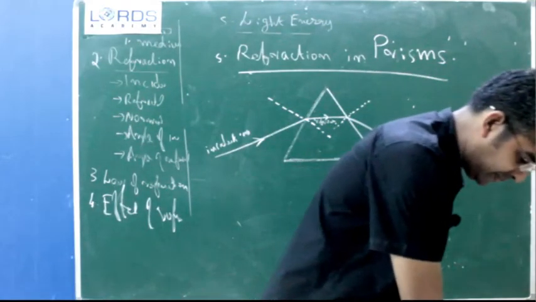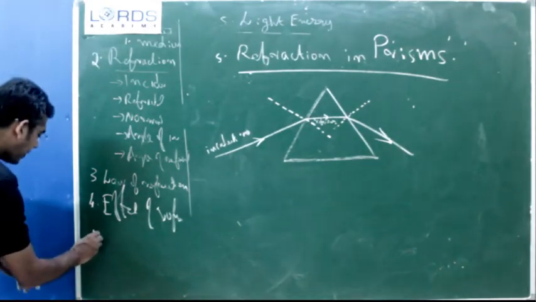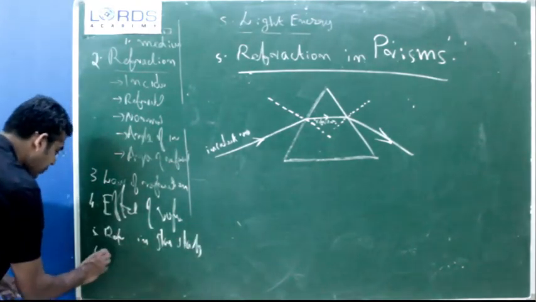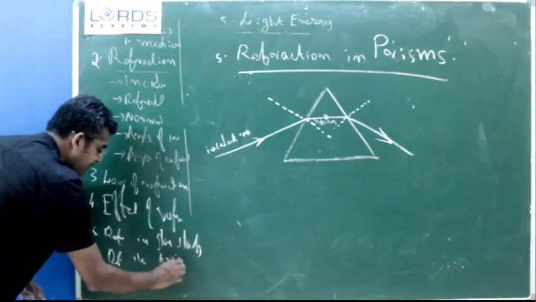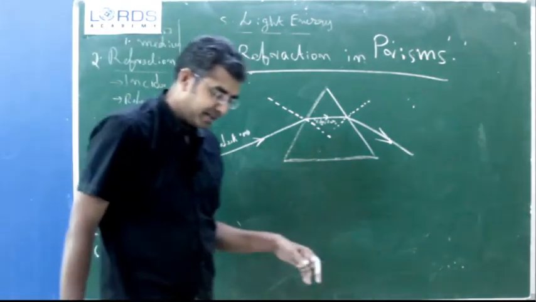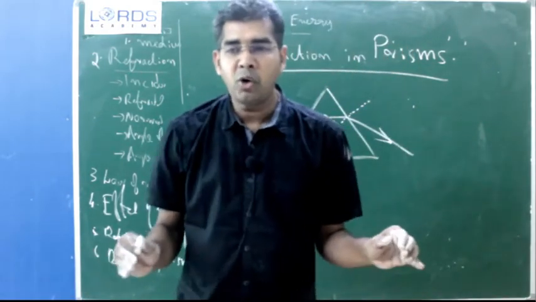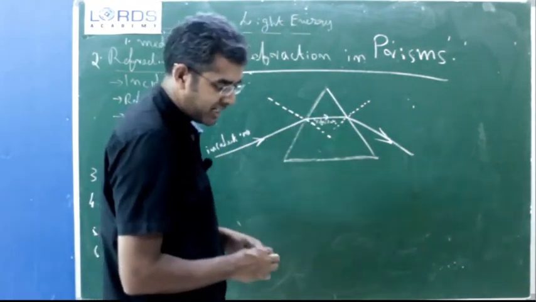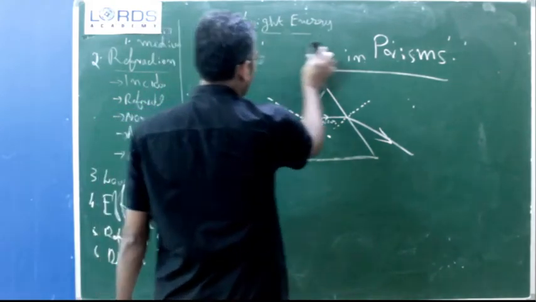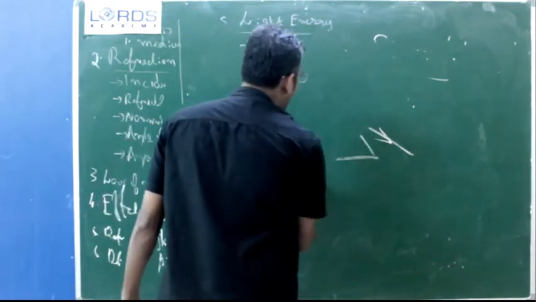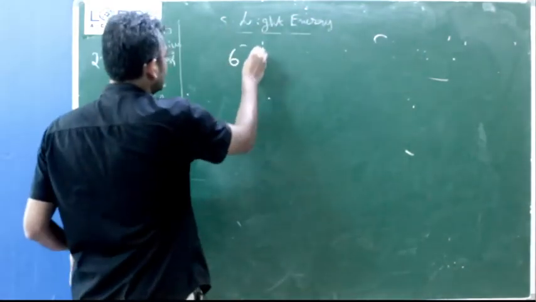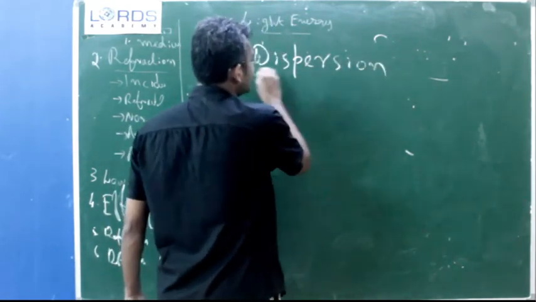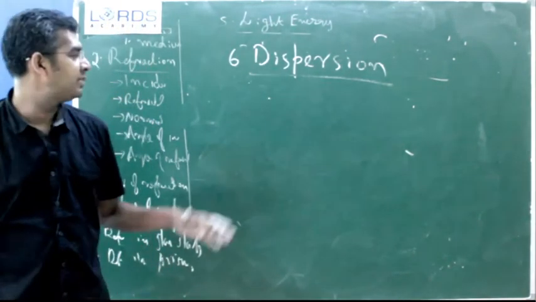Yes. Very good. So we have learned the fifth point, refraction in glass slab. You have to know how to draw. Sixth one, refraction in prisms. Okay. Now I am going to wind up the session with the last topic of this day. Dispersion. D-I-S-P-E-R-S-I-O-N. Dispersion.